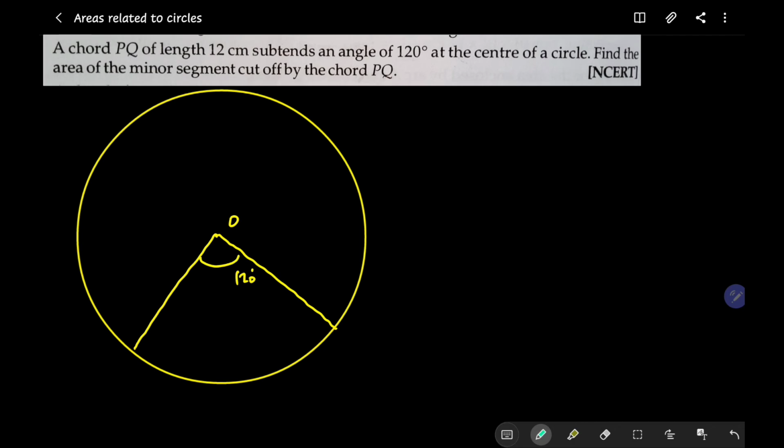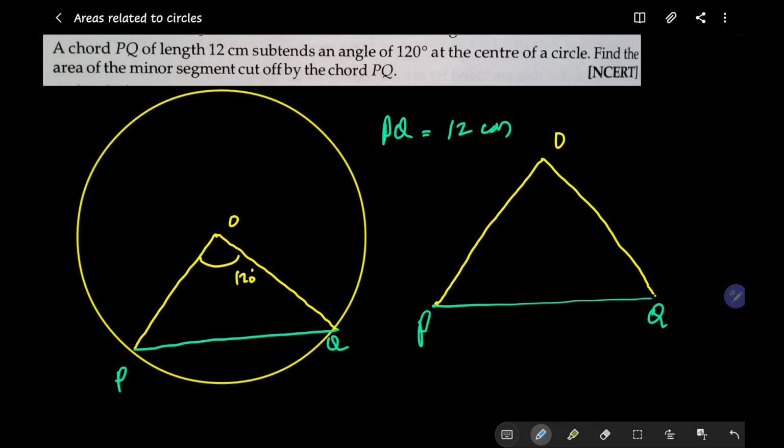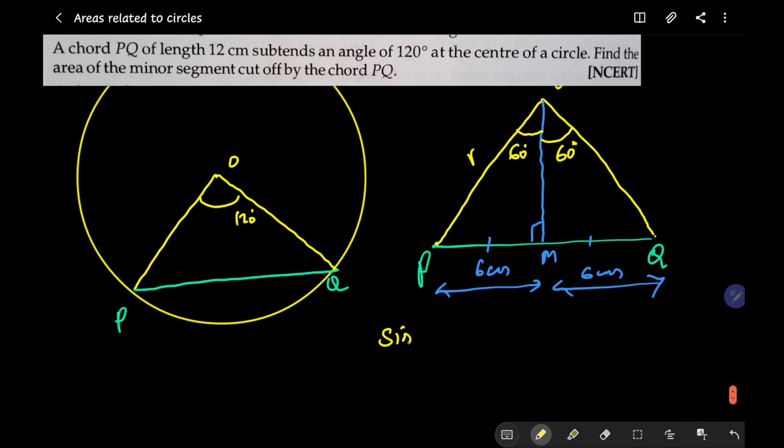In this fourth question, the length of the chord is given instead of the radius. So we need to find out the radius of the circle first. Let's take the triangular part separately and draw the perpendicular from O to the chord PQ. As we discussed earlier, the perpendicular divides the chord into two equal segments, PM and QM, each of length 6 centimeters, and also the angle 120 degrees is divided into two 60 degree angles. Take the triangle PMO and apply sin 60 degrees to get the length of OP, which is the radius of the circle.